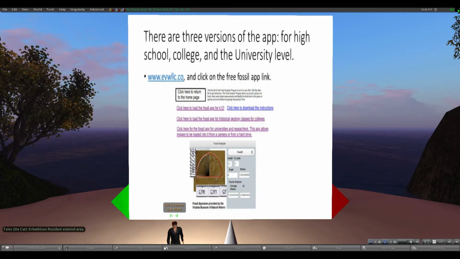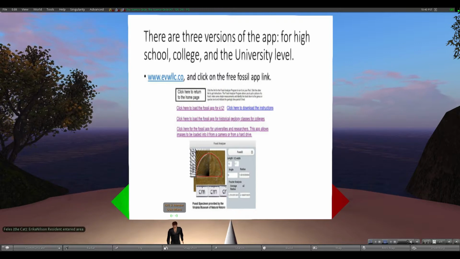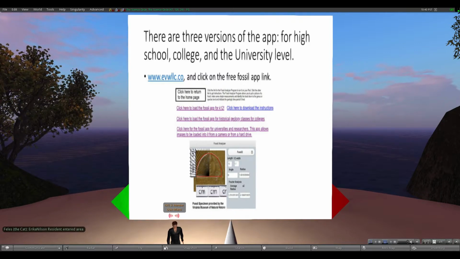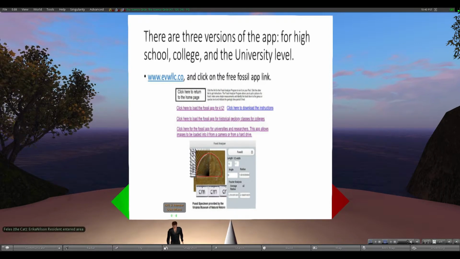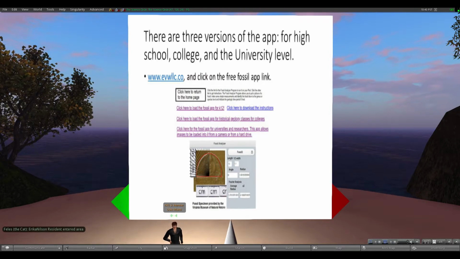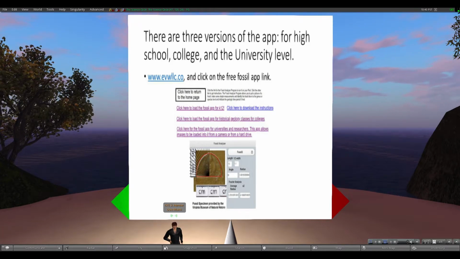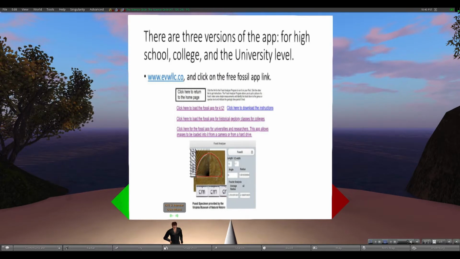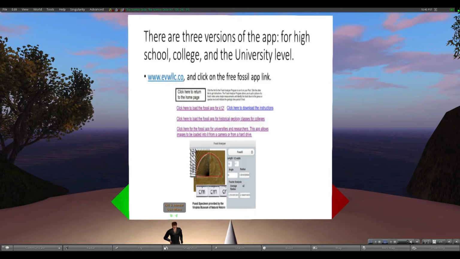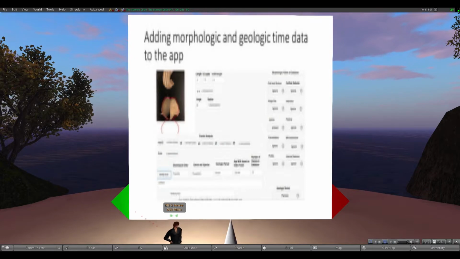The college level is a little more difficult. What you have to do, the students have to understand the basic types of fossils, like how is a brachiopod different from a trilobite, different from a clam, and so on. And then the university version is the most advanced, and that's the one I've been working on most recently. It's got morphologic measurements. That's what Virginia Tech and James Madison University requested. So let's take a look at that version.